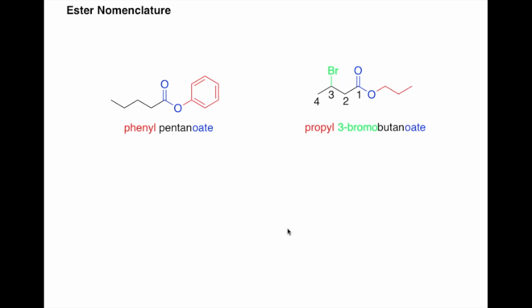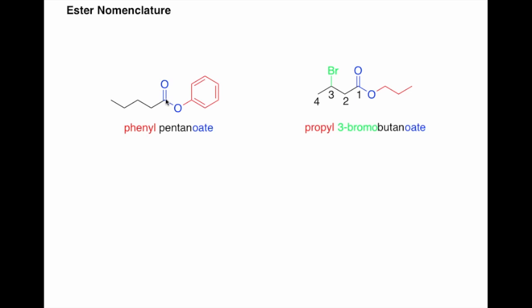Let's look at a couple of additional examples. Again, we're going to name the R' group first as a substituent, in this case a benzene ring directly attached to the oxygen without a CH2 spacer is called a phenyl, not a benzyl. So phenyl comes out front.